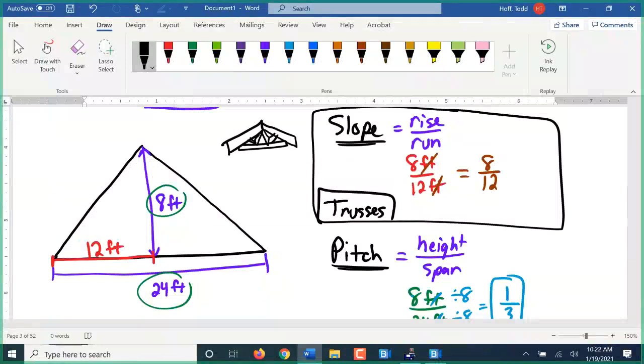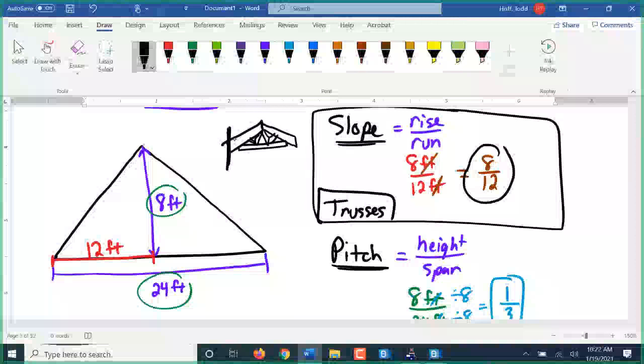The reason we use slope to describe trusses is this 8-12 ratio here. If we use our trig functions, it gives us all the different angles that we need to cut, like cutting the top chords to the right angles and cutting the butt cut on our bottom chord and stuff like that. Trig allows us to use that slope to find all those angles on that truss.